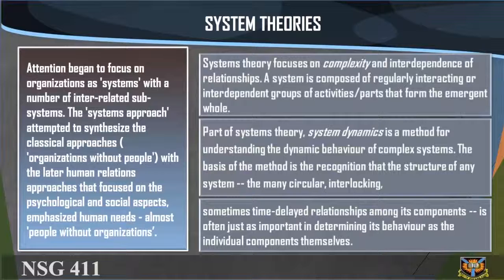A system is composed of regularly interacting or interdependent groups of activities or parts that form the emergent whole. Part of systems theory, system dynamics, is a method for understanding the dynamic behavior of complex systems. The basis of the method is the recognition that the structure of any system, the many circular, interlocking, sometimes time-delayed relationships among its components, is often just as important in determining its behavior as the individual components themselves.